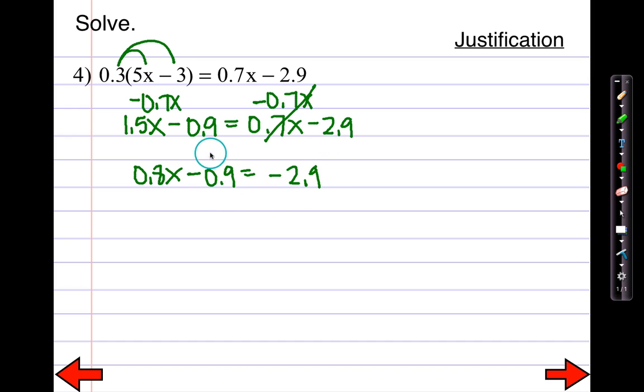So now I'm just going to isolate the variable by getting rid of this minus 9/10. So I'm going to add 9/10 to both sides, which now leaves me with 8/10 x equals, here, be very careful.